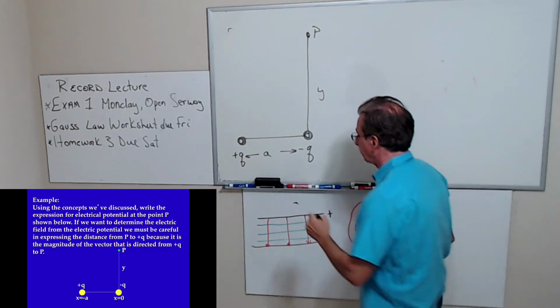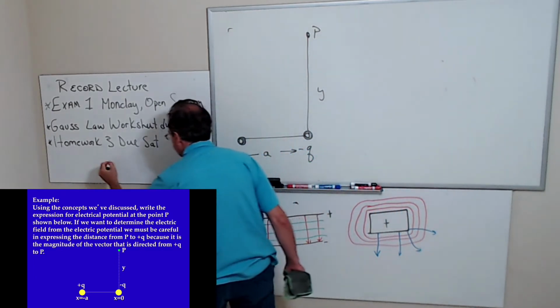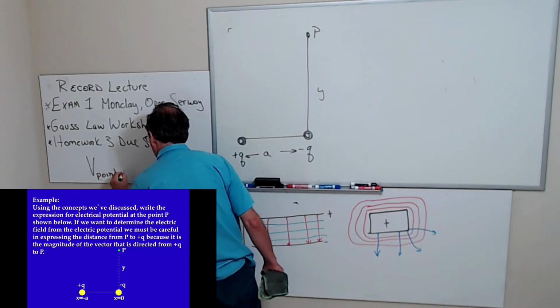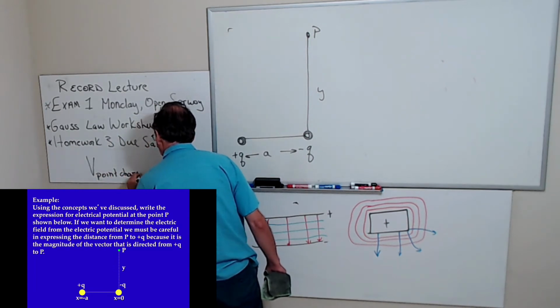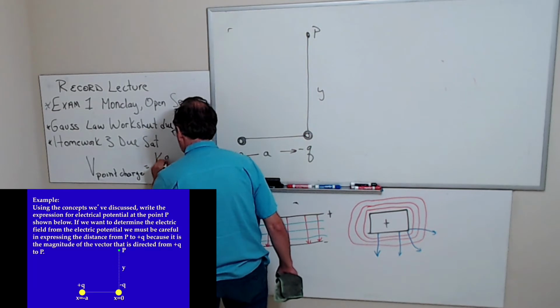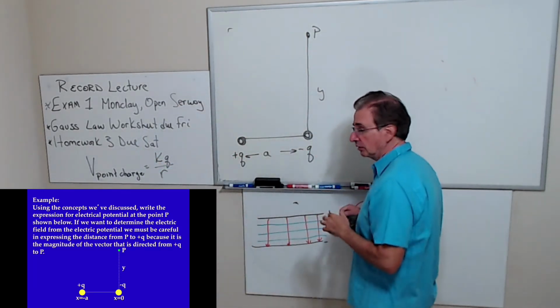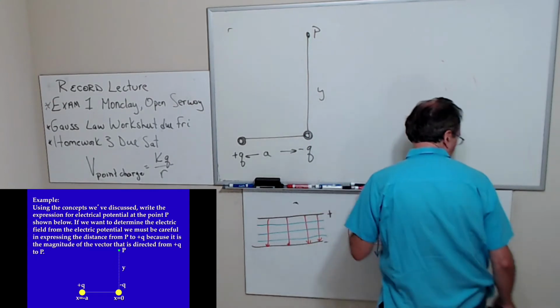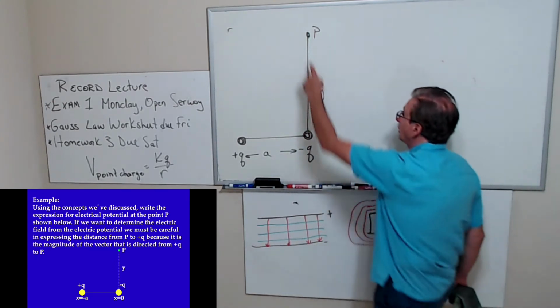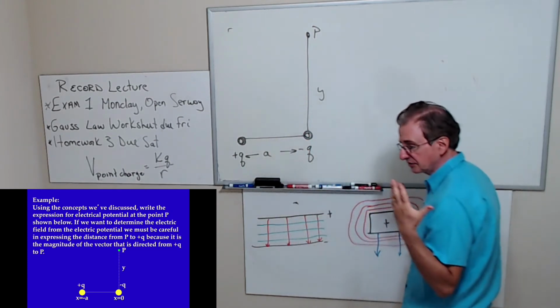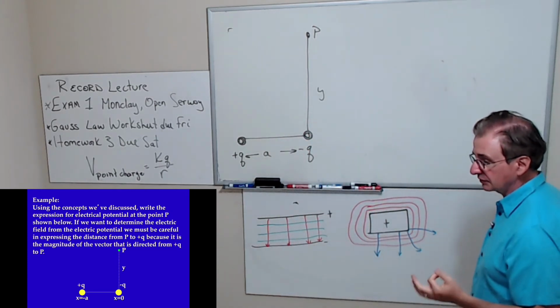We know that V for a point charge is kQ over r. So all I have to do to determine the electrical potential at point P is find the one for the first charge at P and then the one for the second charge at P. That's it. I'm done. So it's very simple.